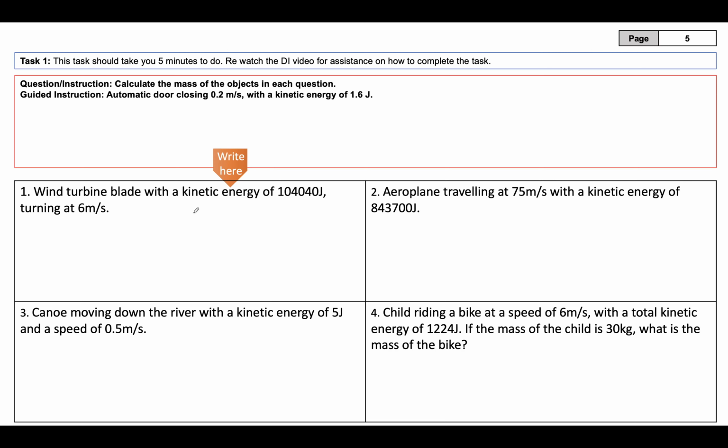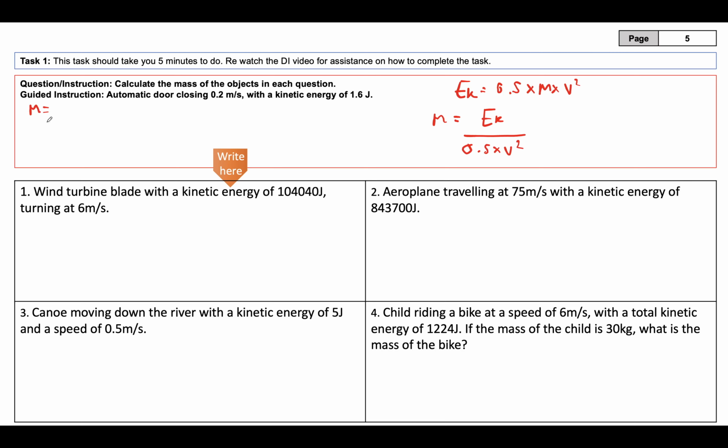And the last sort of thing we might have to do is rearrange to make mass the subject. So again, we're going to start off with the equation kinetic energy is 0.5 times mass times velocity squared. This time I need to have m on its own for mass, so I'm going to divide this side by 0.5 v squared, and that should give me mass is equal to the kinetic energy divided by 0.5 times v squared.